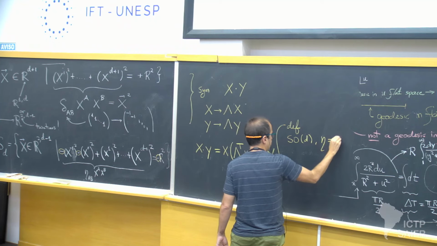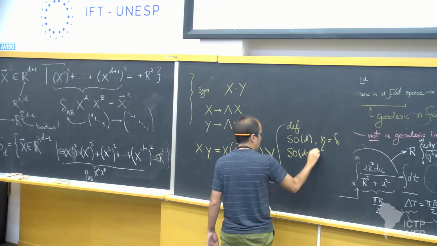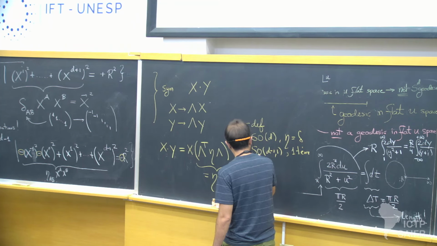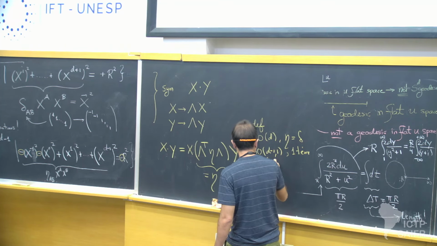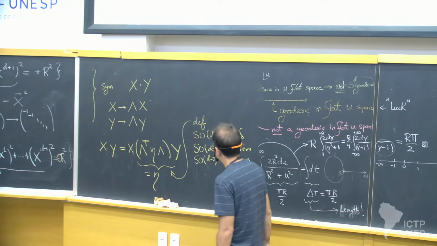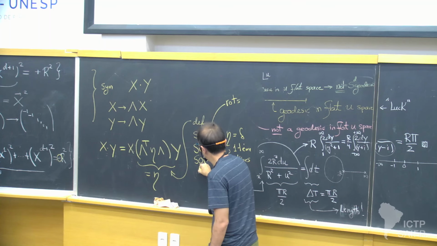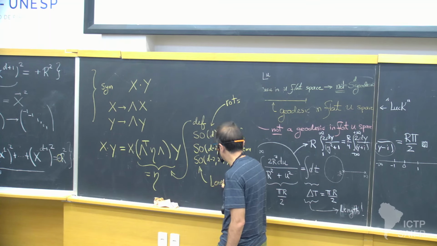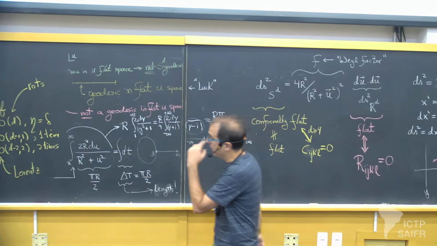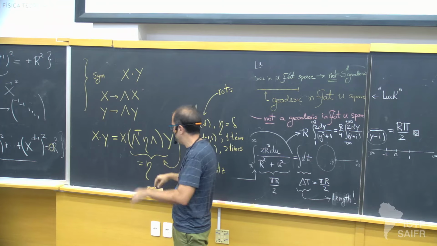So that's the definition of SO(d). If eta is just the Kronecker delta, it would be the definition of SO(d+1). It would be the definition of SO(d, 1) when we have one time, and the definition of SO(d-1, 2) when we have two times. So here, these are just rotations. And here, it's the Lorentz group that has rotations and boosts. OK. So these spacetimes, from that point of view, they have this symmetry.